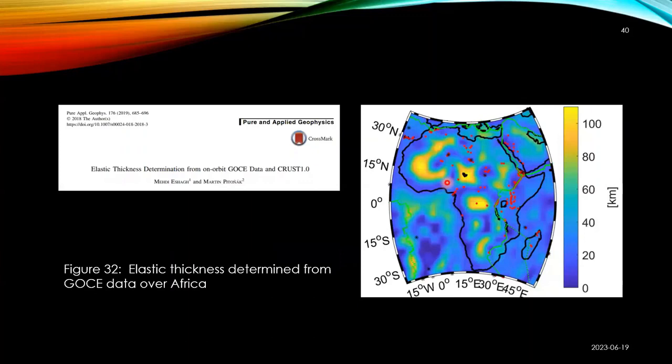Later, when I was working with that idea, Martin Pitonak was with me as a guest, and I developed this theory for the satellite data, and he applied it over Africa. And here you see that the elastic thickness is large. It means that the thickness is higher here. Well, not the lithosphere thickness, the effective elastic thickness. If we assume that the lithosphere is elastic, then it will be taken like that.